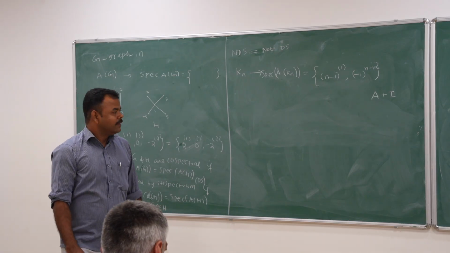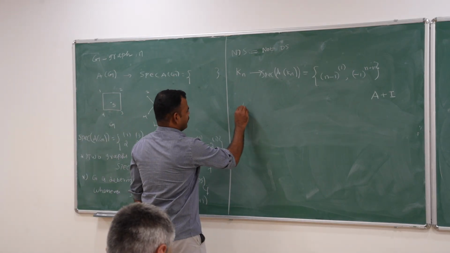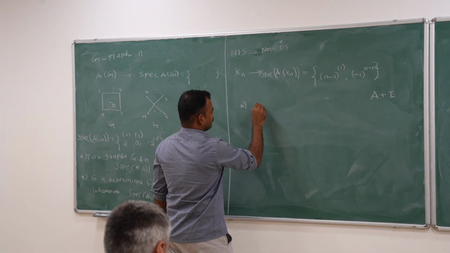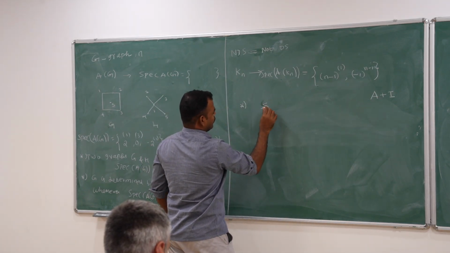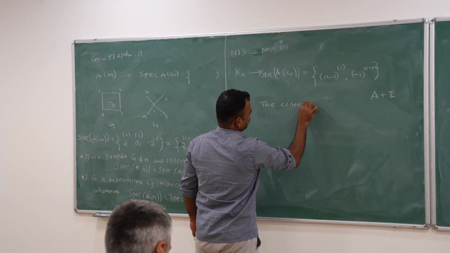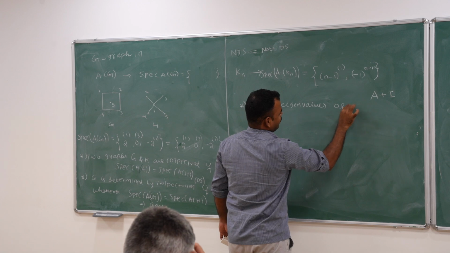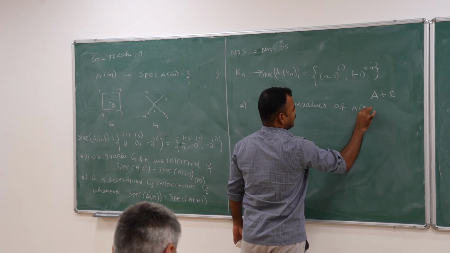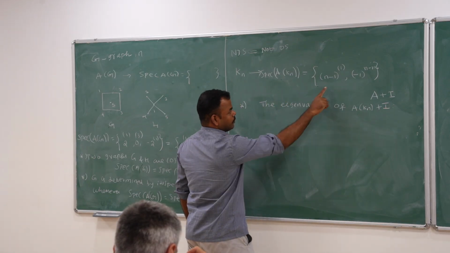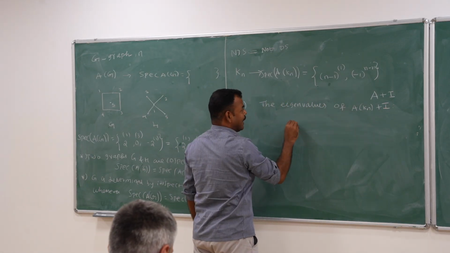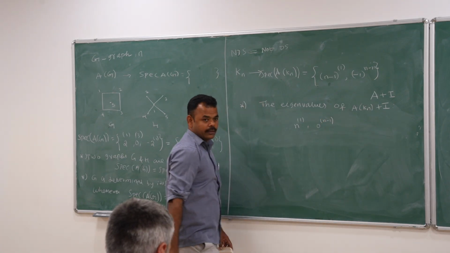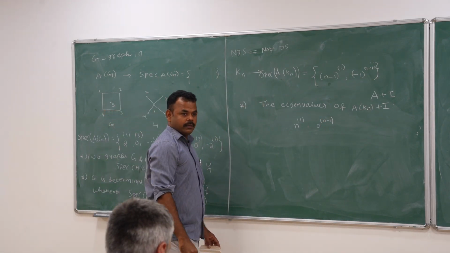Okay, so what our friend says is: consider the eigenvalues of A plus I, or A of Kn plus I. What are the eigenvalues? We have to add 1 to each, so n with multiplicity 1 and 0 with multiplicity n minus 1.